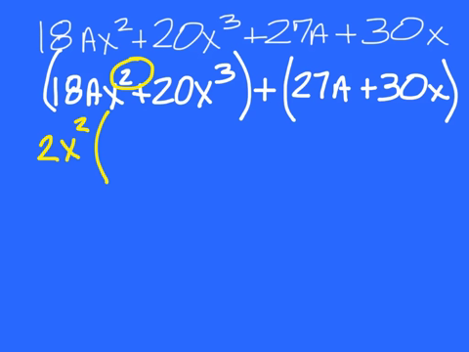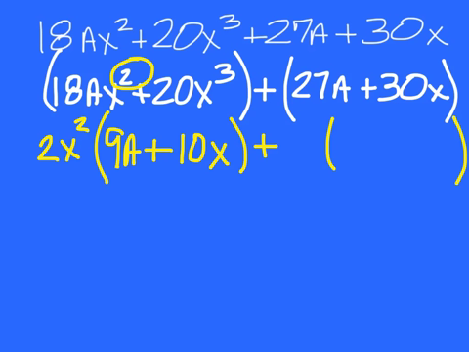Now go backwards. What do I have to multiply 2x squared by to get 18ax squared? 9a, because we already have an x squared on the 18 and we have an x squared on the 2, so there's nothing to multiply by. What would I multiply 2x squared by to get 20x to the third? Just 10x, because 10x times 2x squared would give me 20x to the third.